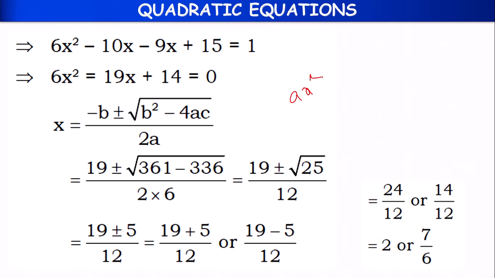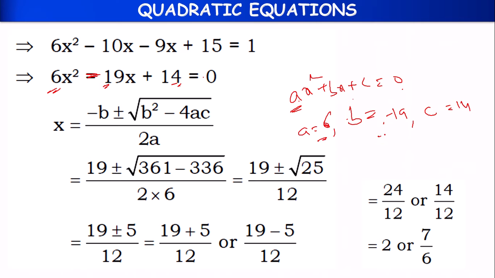So if we compare this equation with ax square plus bx plus c equal to 0, in the place of a, we have 6. A value is 6. In the place of b, we have minus 19. And in the place of c, we have 14. So now we can note down ABC values.